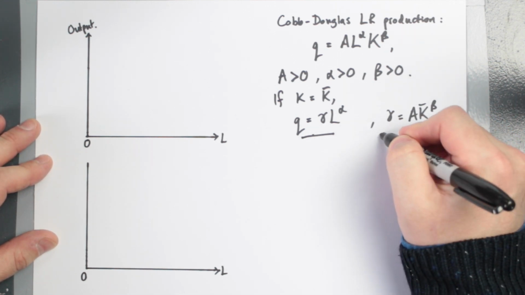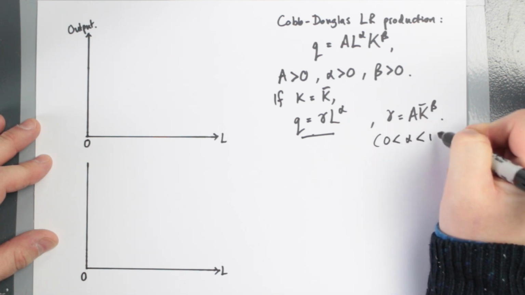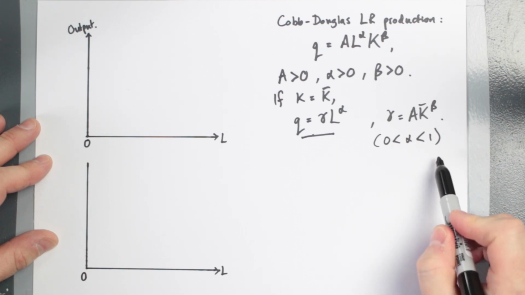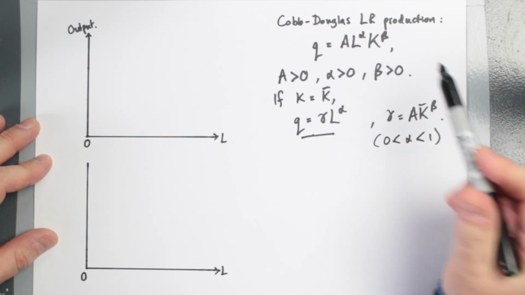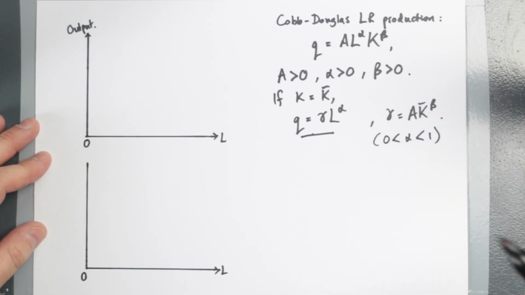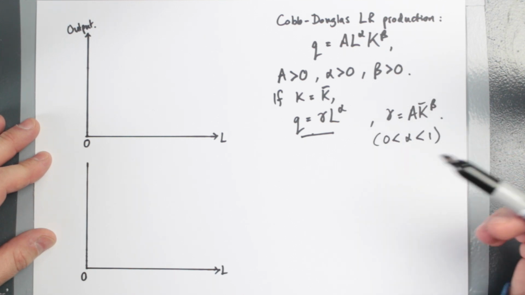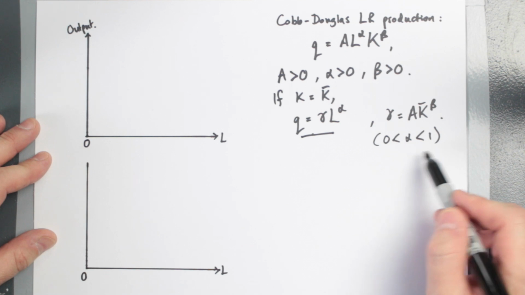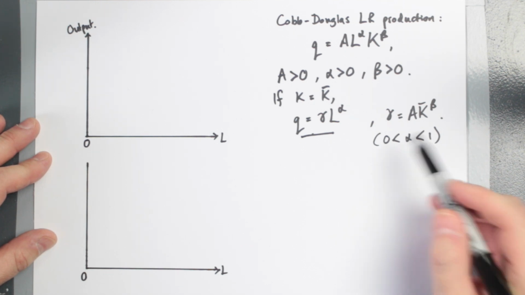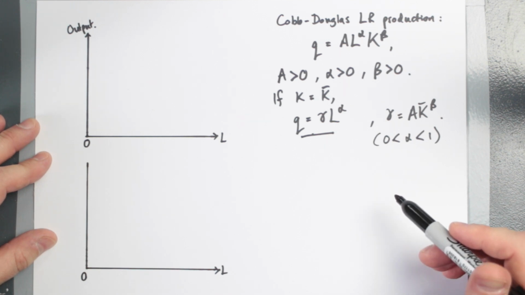Okay? So perhaps we could produce a diagram of this. Now I'm going to assume that alpha is between 0 and 1. Okay? Now in general that does not need to be the case. In fact, we will interpret alpha and beta in lecture 13 when we discuss the idea of homogeneity and returns to scale. But let's imagine that alpha is between 0 and 1 for now. Certainly we imagine it's greater than 0, but let's suppose it's less than 1 as well.